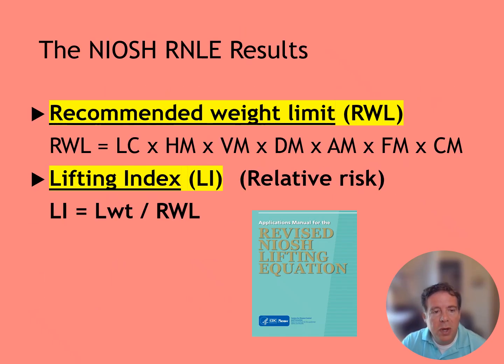So when we put all those together, the lifting constant times those 6 lifting variables, we get a recommended weight limit. So this is what is recommended, the RWL. And so we can categorize what the risk value is. We take the weight of whatever we're lifting, whether it's 16 pounds or 40 pounds, divided by the recommended weight limit, and that gives us a value. If it's equal to 1, it's good, but as it increases to 3, for example, that would be a high risk scenario.